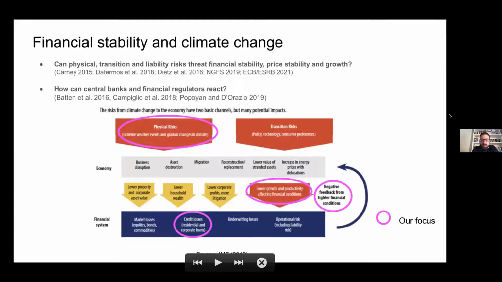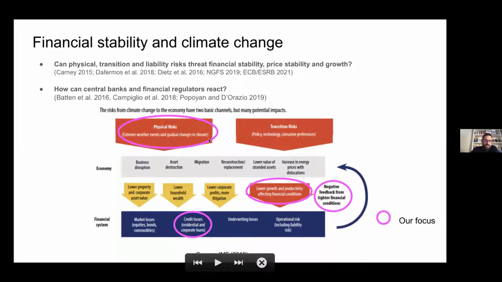So the literature in a nutshell: as already anticipated by the other speakers, financial stability is more and more a concern for financial regulators and central banks. And I've seen in the literature two broad questions that different groups have tried to answer. On one side, whether the three classes of risk, physical, transition, and liability, even though liability risk is usually left aside, may threaten financial stability, price stability, and growth. So whether central banks should be worried about these risks, and what they can do in order to absorb these risks and to react to the evolution of these risks.